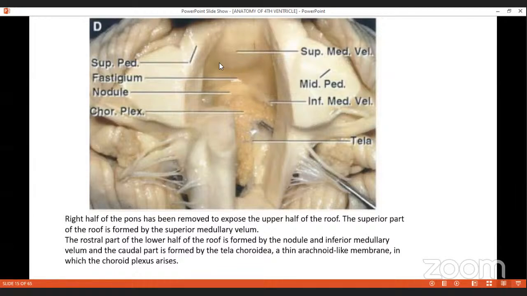So if we see again, the roof of the fourth ventricle in its superior aspect is formed by the superior medullary velum. In its inferior aspect, it is formed by the inferior medullary velum proximally and the tela choroidea distally. The junction of the superior slope and the inferior slope is called the fastigium. The nodule is the part of the cerebellum which gives attachment to the inferior medullary velum.